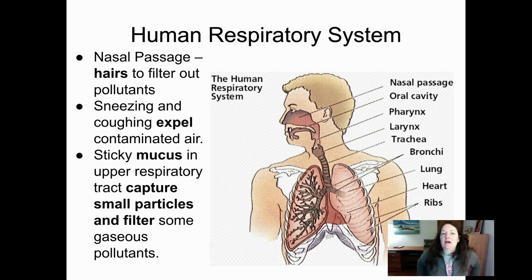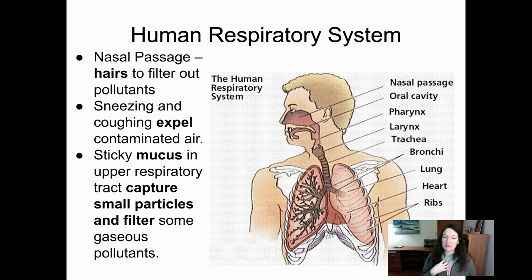Let's take a look at the human respiratory system and how it is impacted by air pollution. So, just basic anatomy, our nasal passage has hairs in it that help filter out pollutants. And when we sneeze or cough, we are expelling contaminated air. Our body notices that there's something amiss in the nasal cavity, and so you sneeze or you cough to get rid of that. And particulates in your lungs often will cause you to cough them out as well.